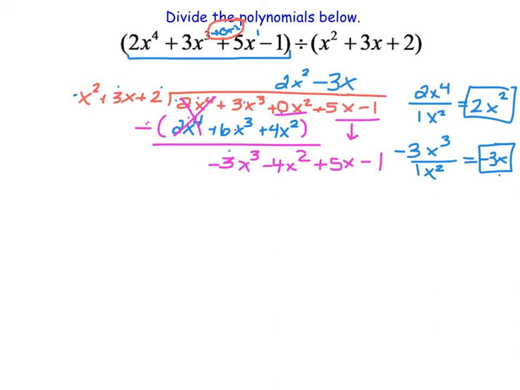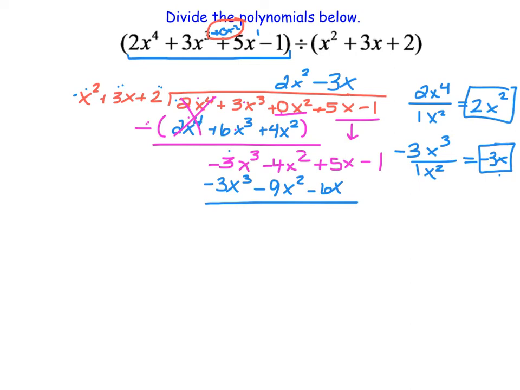So now we take negative 3x and we multiply it by x squared, 3x, and 2. So negative 3x times x squared becomes a negative 3x to the third. Negative 3x times 3x becomes a negative 9x squared. And negative 3x times 2 becomes a negative 6x.